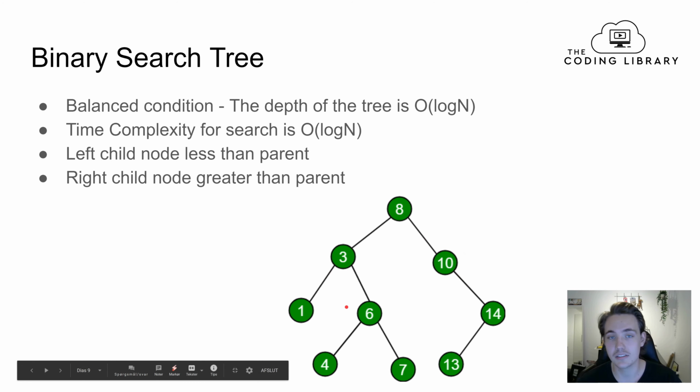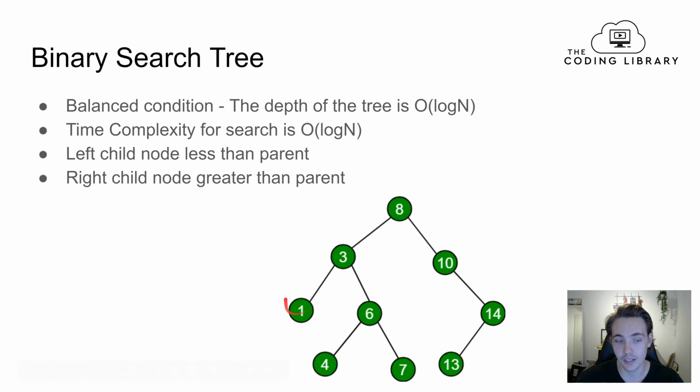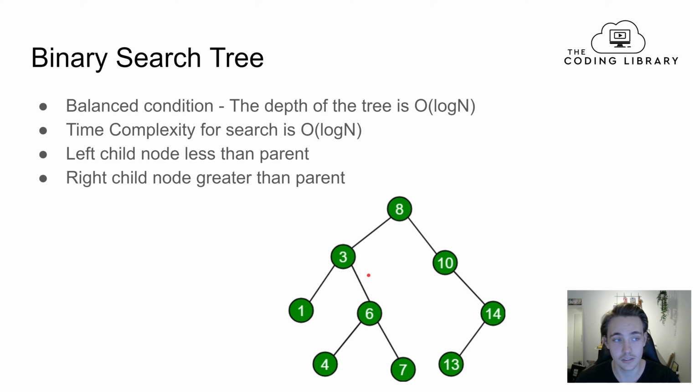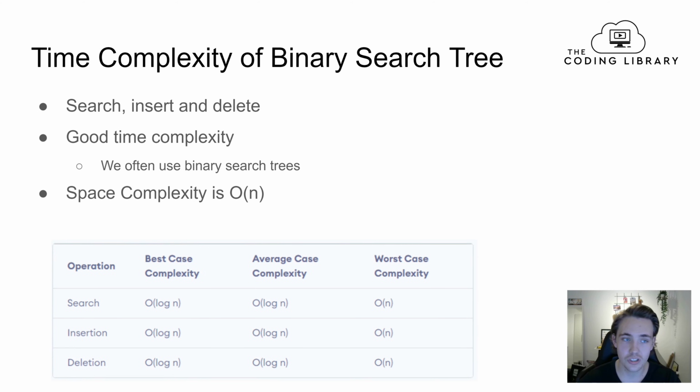And the same applies in all of the subtrees here, where 1 is less than the parent node 3, and 6 is bigger than the parent node in this case. So this is how we can set up a binary tree, and then we can use these properties to do different kinds of searching in log n time complexity. So the time complexity of a binary search tree is what we talked about, log n.